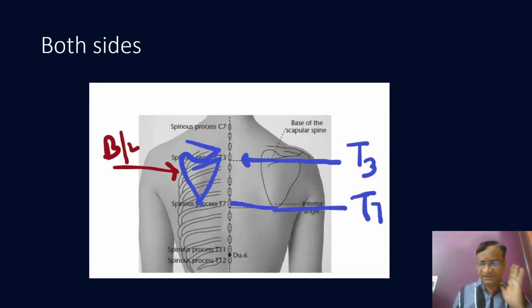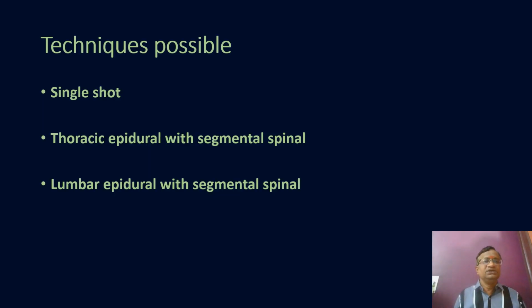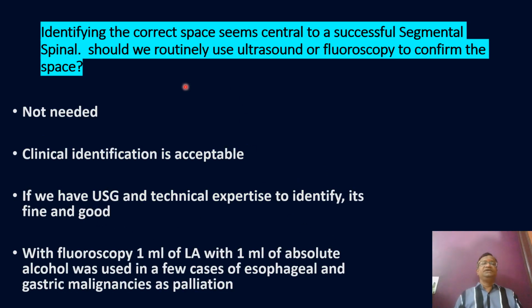Now, which space do we have to identify? Use both sides, because the lower end of the scapula is T7 and the spine of the scapula is T3. You can use both sides. We can use single shot segmental spinal. We can use thoracic epidural with segmental spinal. We can also use lumbar epidural with segmental spinal. Identifying the correct space seems central to a successful segmental spinal.